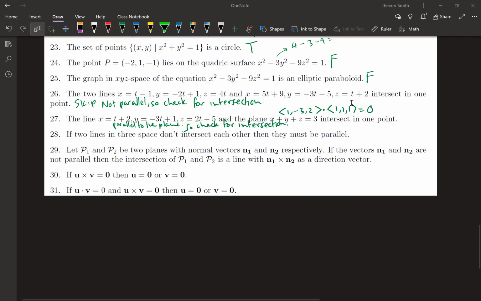If two lines in 3 space don't intersect each other, they must be parallel. I told you guys that is false. That's actually true in 2 space. It's not true in 3 space.